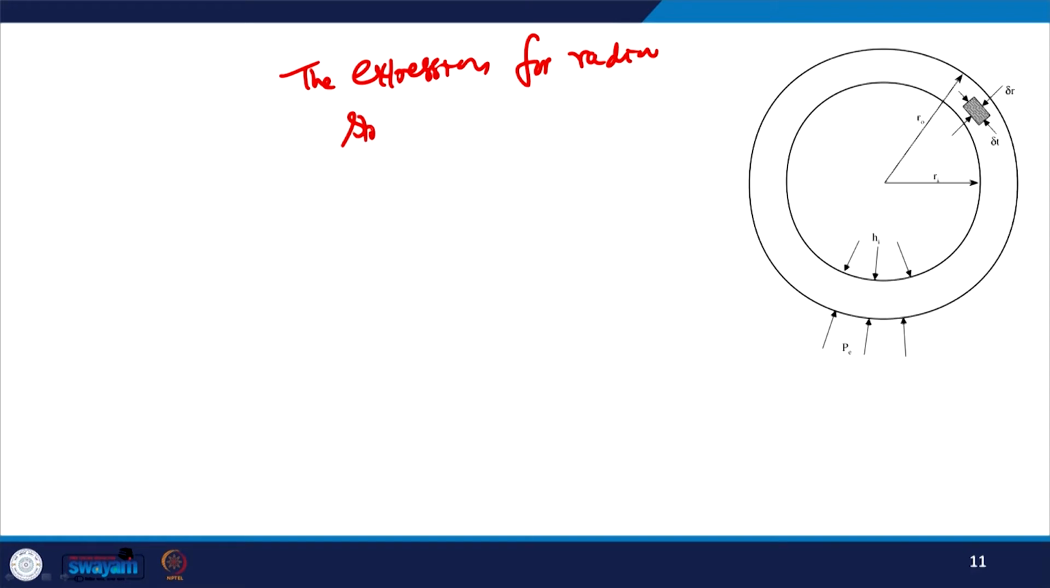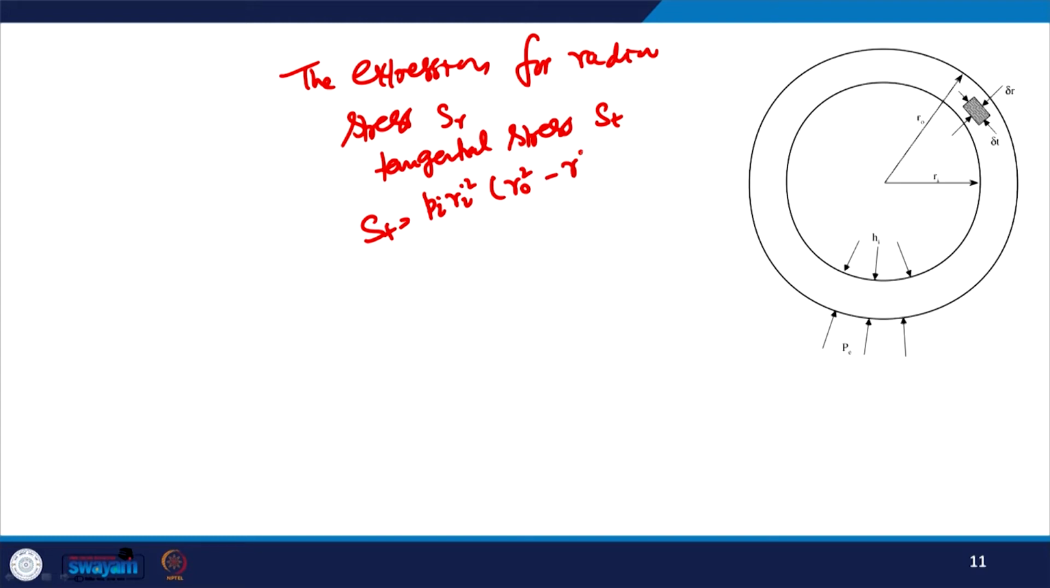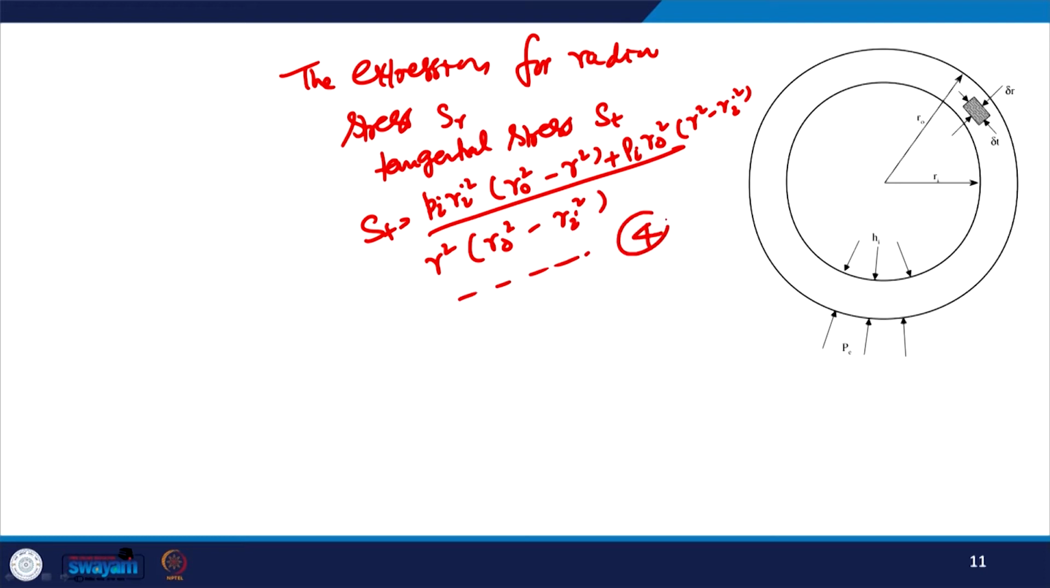Now the expressions for radial stress SR and tangential stress ST apply to the element at any radius. ST is equal to Pi Ri square, Ro square minus R square, plus Pi Ro square, R square minus Ri square, over R square, Ro square minus Ri square, and that is equation number 4.